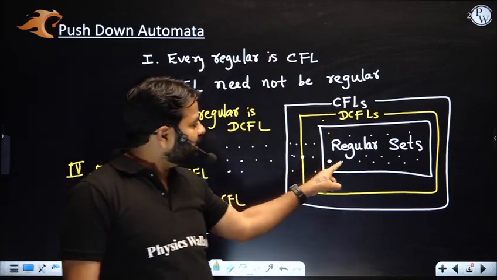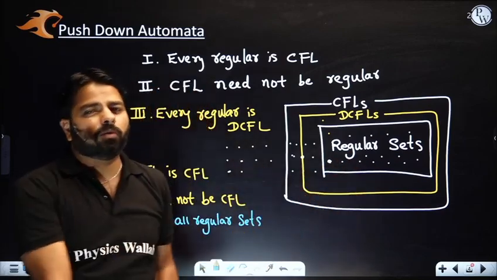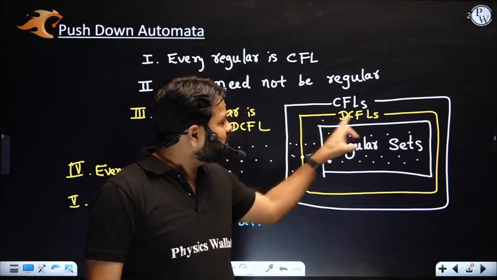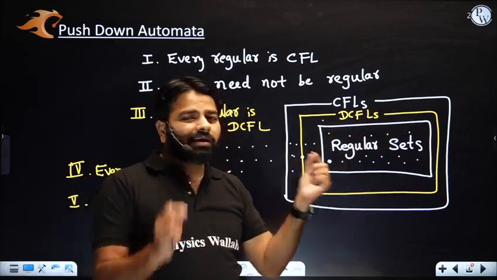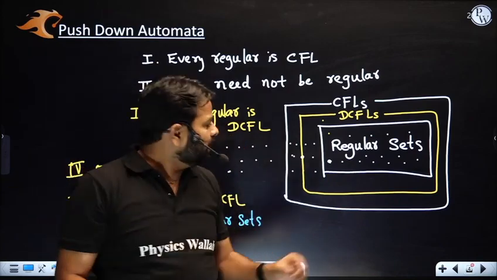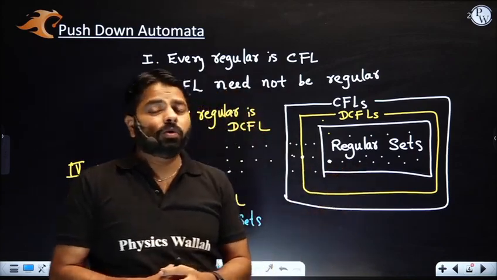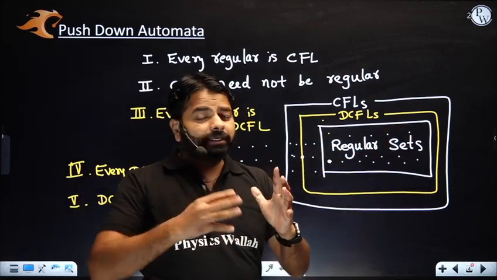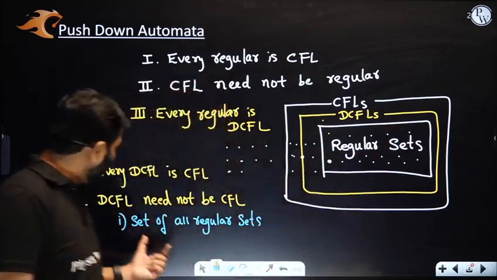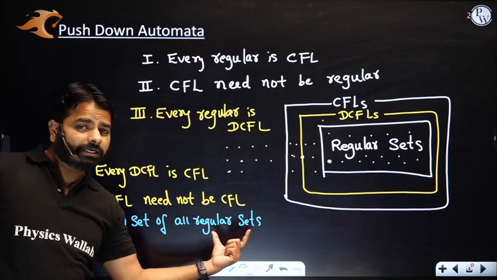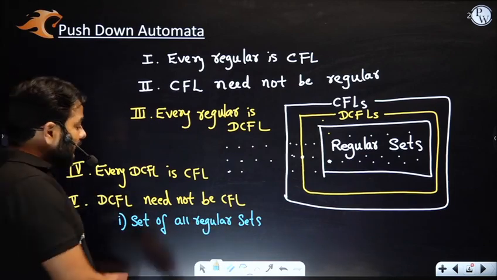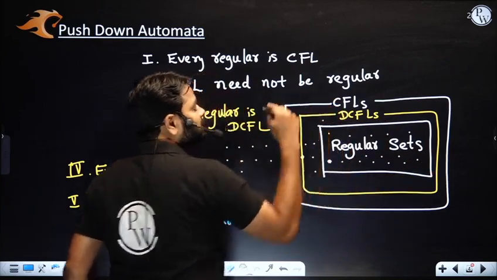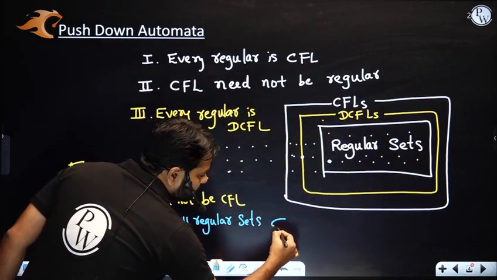That means each dot also looks like one small box, but I'm not mentioning that. This box will have the strings, this box will have the languages, because every regular language has strings, right? So dots actually correspond to one set, and boxes also correspond to one set. That means a set which has sets, like a set which has all the regular sets, right? And this box is a subset.